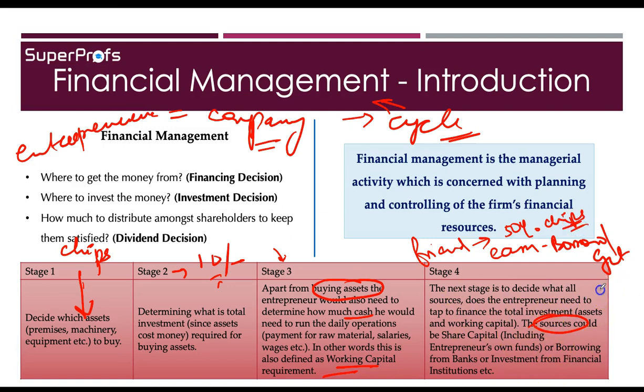In the case of finance, when starting an organization, these sources can be share capital, that is the entrepreneur's own fund, like equity share capital, or borrowing from banks or investment from financial institutions. They can be loans, or money for a share of profit or something. So we will study all these aspects in detail. But these are the four stages whenever you are an entrepreneur starting an organization. These are the four stages that will determine your financial management cycle.